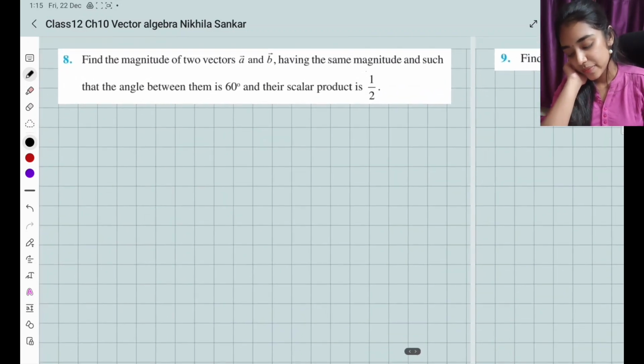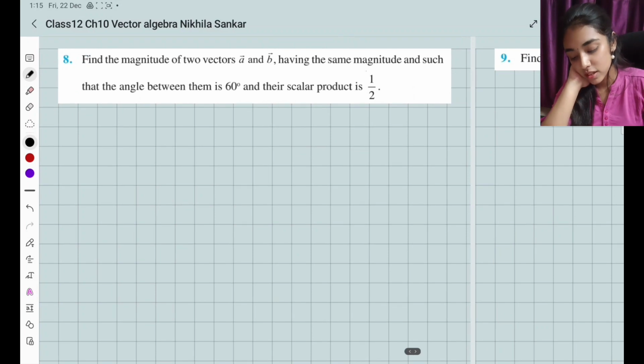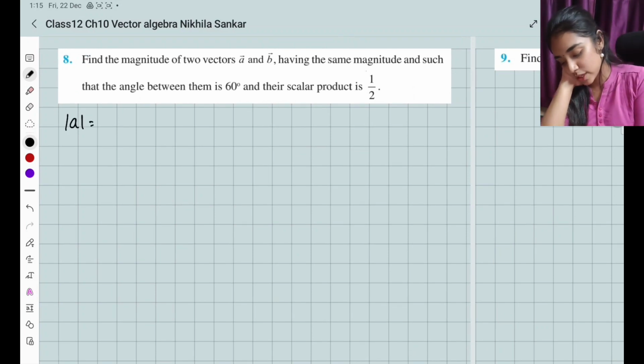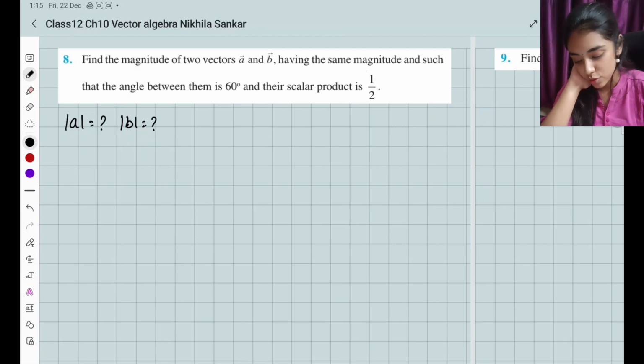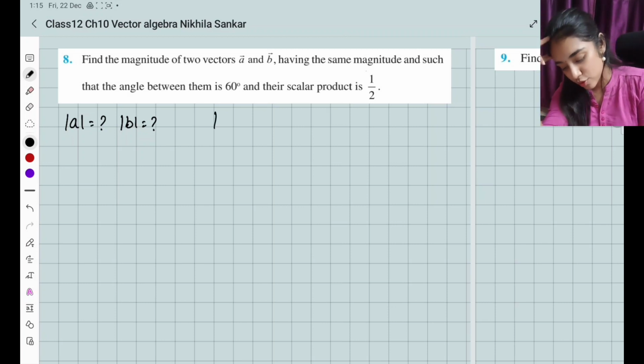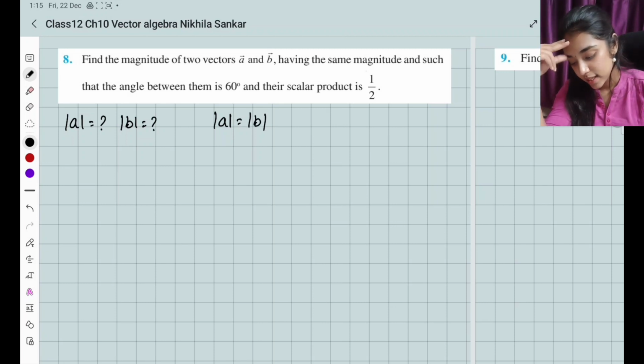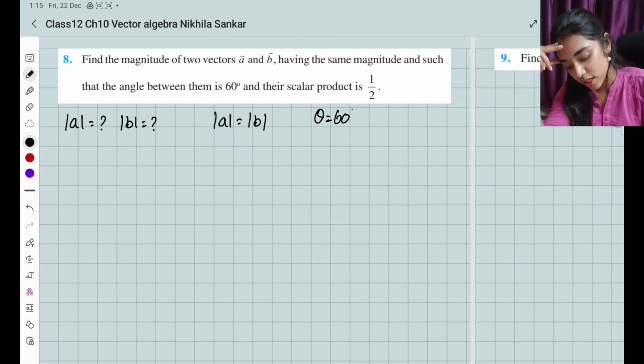Question number 8. Find the magnitude of two vectors A and B. அப்படின்னா என்ன? Magnitude கேக்குறாங்க. Magnitude of B என்ன? Having the same magnitude, இது ரெண்டுத்துக்கும் same magnitude. So it is also given that magnitude of A equals magnitude of B such that the angle between them, theta-வும் கொடுத்துட்டாங்க 60 degree னு.